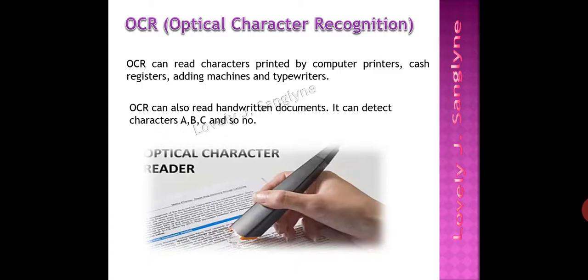OCR can read characters printed by computer printers, cash registers, adding machines, and typewriters, and can also read handwritten documents. So OCR, or optical character recognition, reads and converts typed, printed, or handwritten characters into a computer understandable form so that the computer can manipulate it.